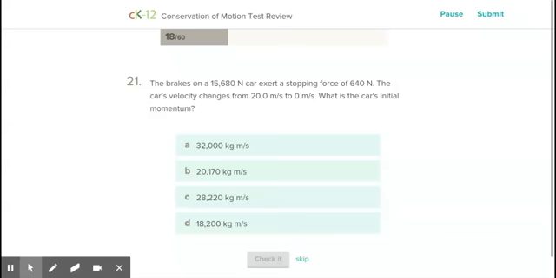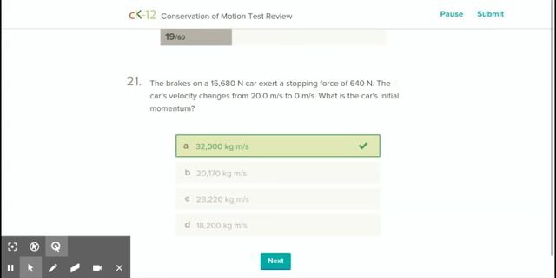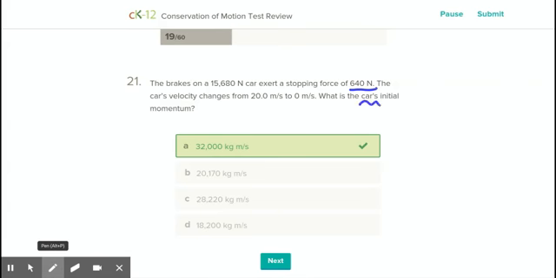Okay, question number 21. The brake on a 15,680 Newton car exerts a stopping force of 640. The car's velocity goes from that to that, and what is the car's initial momentum? So this stopping force here is to trick you, okay? Because remember, we're looking for momentum, right? Initial momentum should be mass times initial velocity.